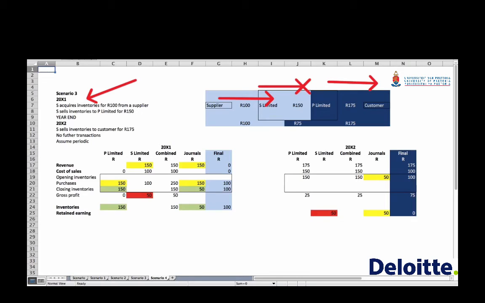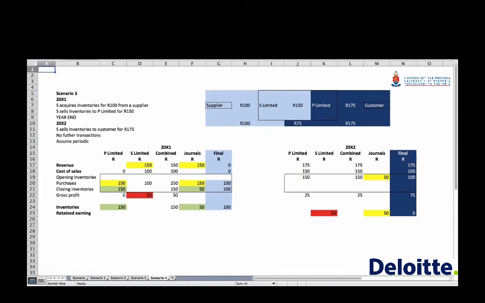Understanding your economic event now, relate it back to the group. What do you want to have achieved? Again, this is denoted here. Ultimately, the group must realize a gross profit of 75 Rand, with a cost of sale of 100 and revenue of 175. Now focusing on our first year, which is the same as scenario 2, so forgive the brevity in the explanation.